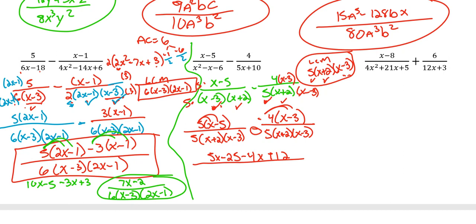over, yada yada. I don't feel like writing it all yet because I don't want to write it twice. So I'm just going to do all the simplifying at the top. Going to end up with x minus 13 over 5 times x plus 2 times x minus 3.